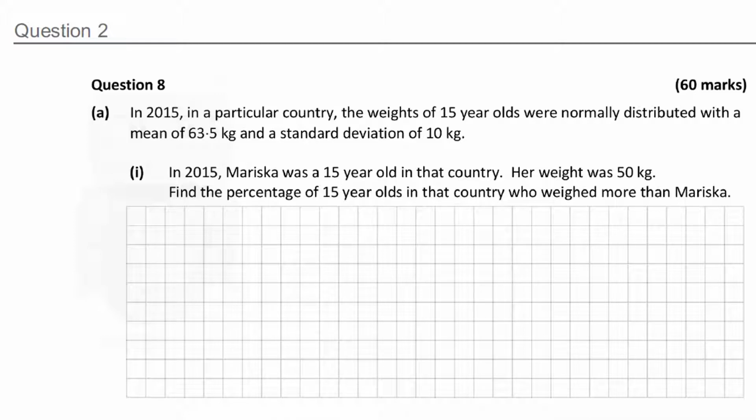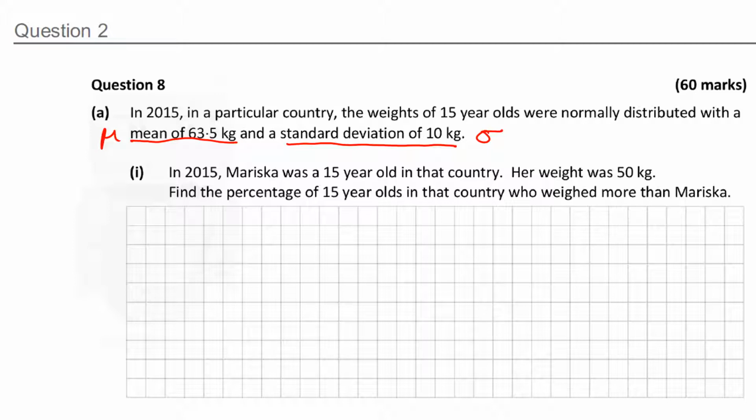So question 2 then. In 2015, in a particular country, the weights of 15-year-olds are normally distributed with a mean of 63.5 and standard deviation of 10. Because we're dealing with all 15-year-olds, this mean is given by mu, and the standard deviation is given by sigma. In 2015, Mariska was a 15-year-old in that country and her weight was 50 kg. Find the percentage of 15-year-olds in that country who weighed more than Mariska.